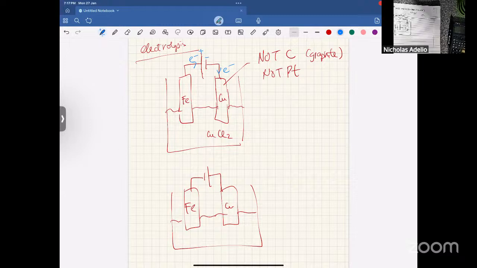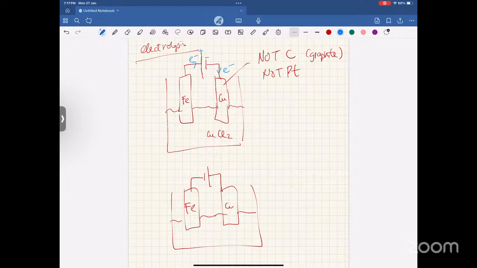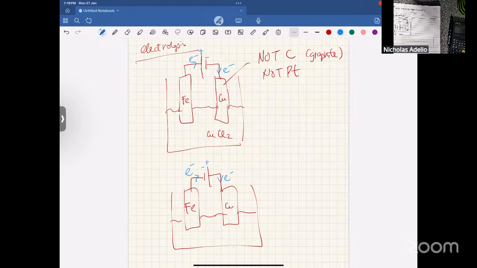Okay. So in the bottom one, you notice that I only reversed the battery, right? Notice that? So there should be a difference. The battery should matter. Battery direction should matter, and let's find out why it is so.